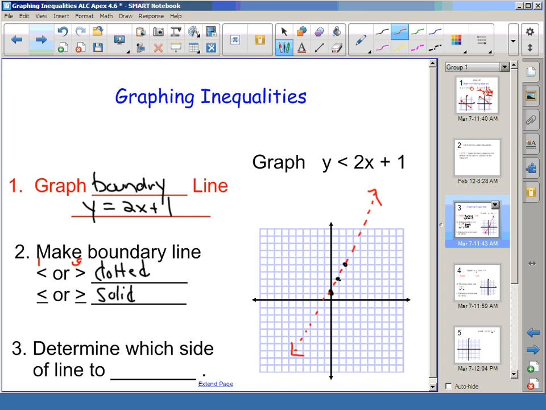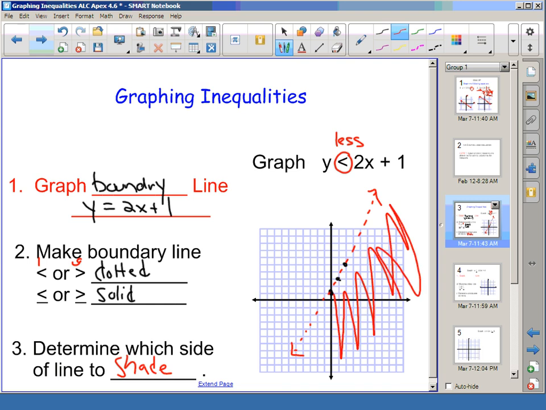Okay. And then we need to determine which side of the line to shade. I'm either going to shade above or below the line. Now, I like to make everything sound simple in math. This is less than. So if you think of the y-axis and being less than, this is your y-axis here. Less than is below. So you would shade below.